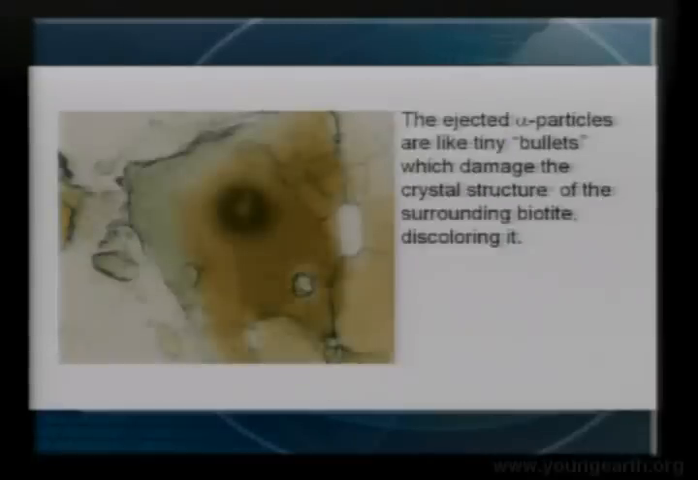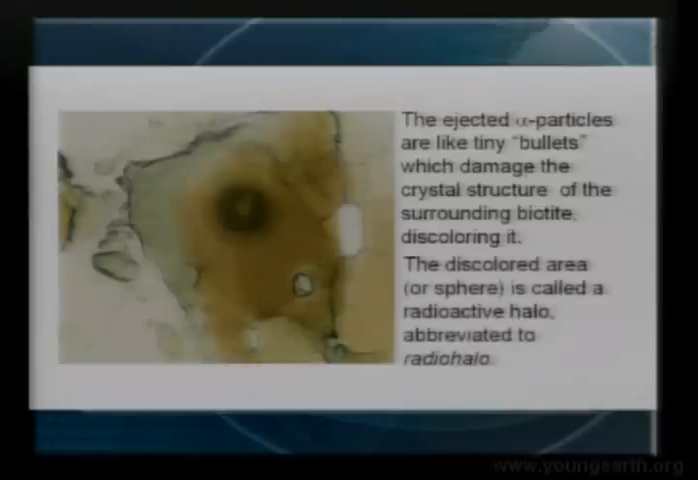You get a discoloration of the crystal structure in the biotite. You can see in the centre there a tiny little zircon crystal, and you can see this halo of damage produced by the radioactive decay, the alpha particles shooting out from the uranium in that zircon crystal. This discoloured area is called a radioactive halo, which is abbreviated to radiohalo.